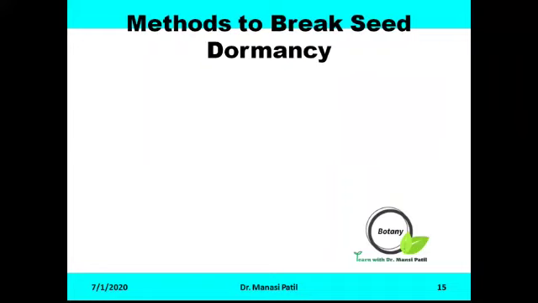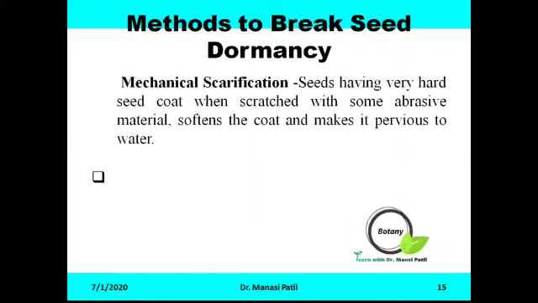After studying the causes of seed dormancy, let us study the methods of breaking seed dormancy. The first important method to break seed dormancy is scarification. There are different methods to break dormancy. Out of these, the method to break dormancy caused due to a hard seed coat is scarification. And this scarification is divided into two types.